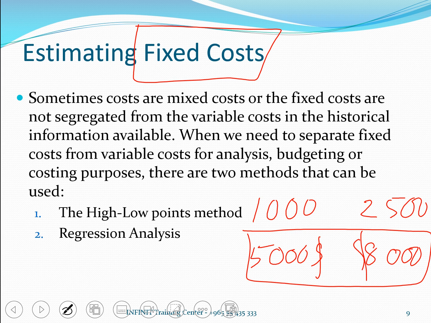Now we know that when I produce 1000 units, my cost is 5,000. When I produce 2500 units, my cost is 8,000. Now, why did my cost increase when I produced 2500 units? Because of variable cost, right? We said up to a certain range, our fixed cost is not going to change. So why did the cost increase here? It is because of variable cost. Correct? So the increase in cost from 5,000 to 8,000 is 3,000.